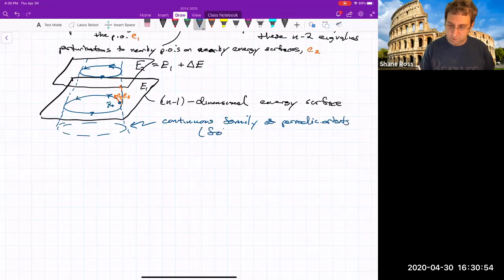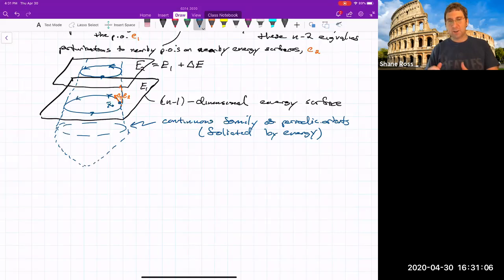If we want to be really fancy, say they are foliated by energy. Now it could be that these periodic orbits might shrink down to a point. So there might be an energy below which there's no periodic orbit at all, and then there's a bifurcation. In this case, I think it's called a Hamiltonian Hopf bifurcation, which gives rise to periodic orbits.